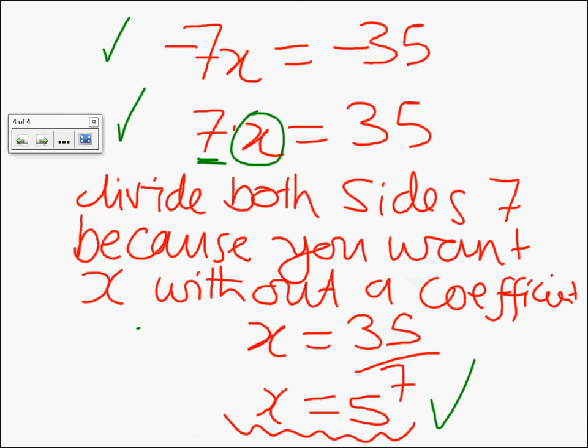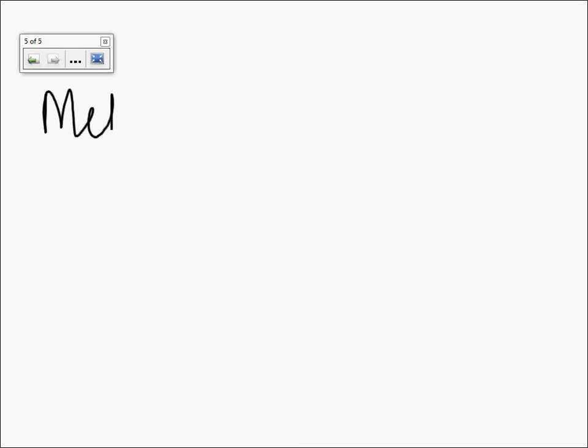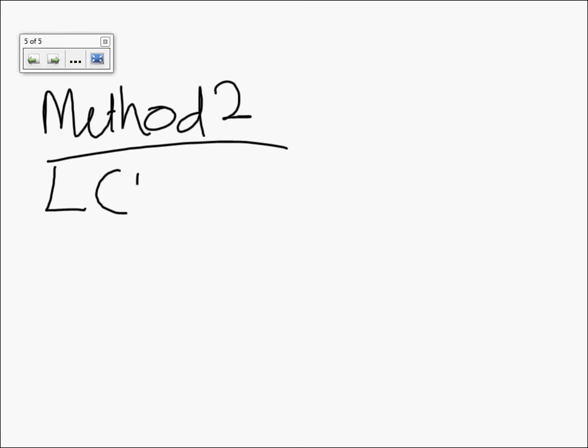It depends on which method is easier for you, unless the examiners tell you to use one method or another. You could use either of the methods. Look, read the instructions. The second method, we are going to call it method 2. Method number 2, we are going to hunt for the lowest common multiple.